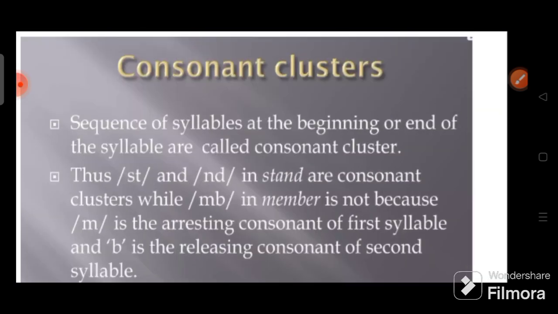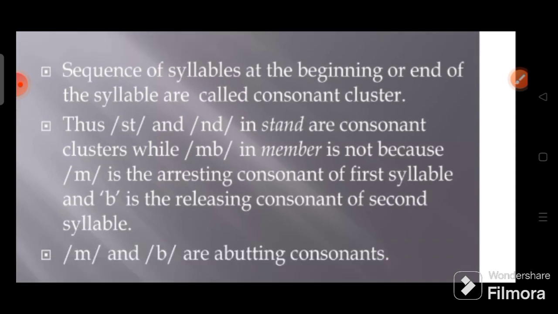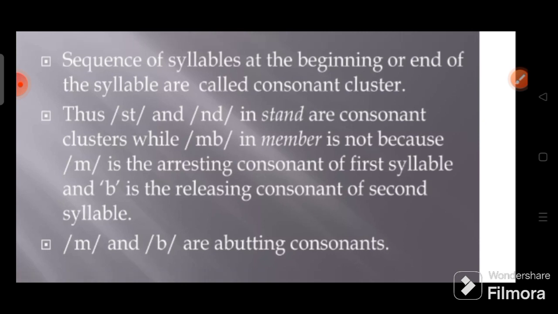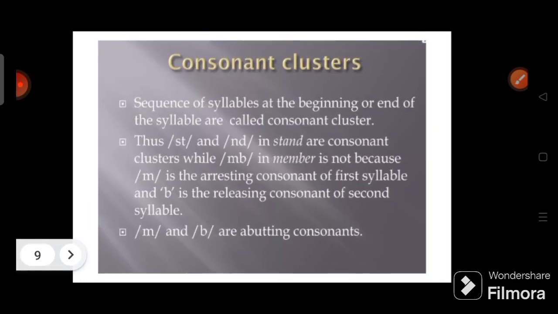Consonant clusters. What does it mean? A sequence of consonants at the beginning or end of a syllable is called a consonant cluster. Let's see. Thus, st and nd in "stand" are consonant clusters, while m and b in "member" are not, because m is the arresting consonant of the first syllable and b is the releasing consonant of the second syllable. So m and b are abutting consonants.